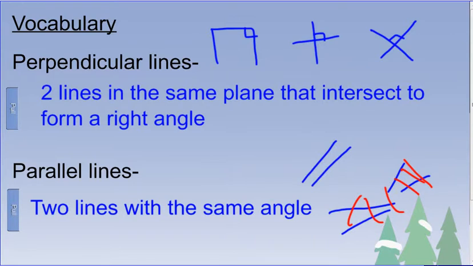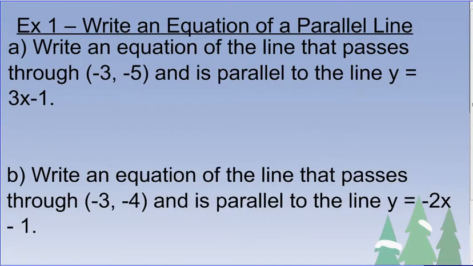Okay? So the first thing we're going to do here is we're going to write the equation of a parallel line. So here it says write an equation of a line that passes through (-3, -5), and is parallel to this line y equals 3x minus 1. So let me first write down the line. Y equals 3x minus 1.